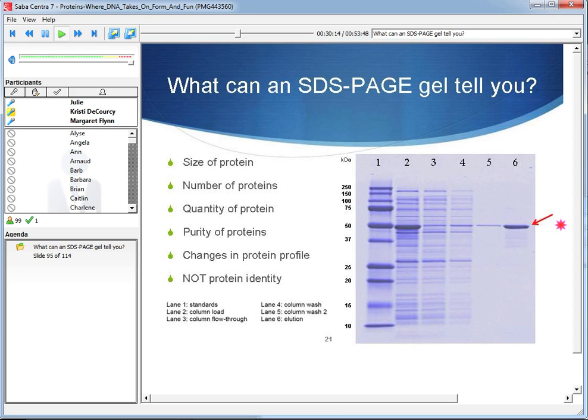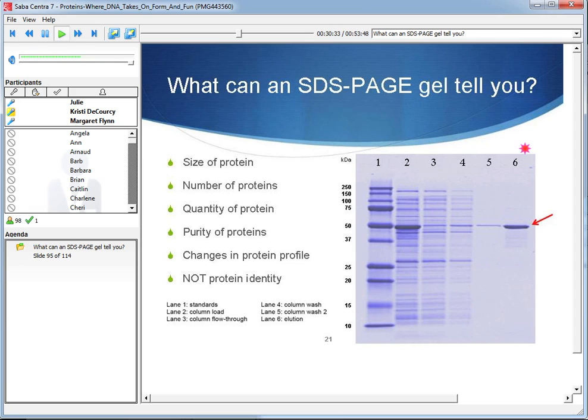Okay, so what this is, is the purification using chromatography, and the protein's been loaded on a gel, and then lane 3 shows the sample that ran through the gel. Lanes 4 and 5 are washes, and then lane 6 is the protein that's eluted.